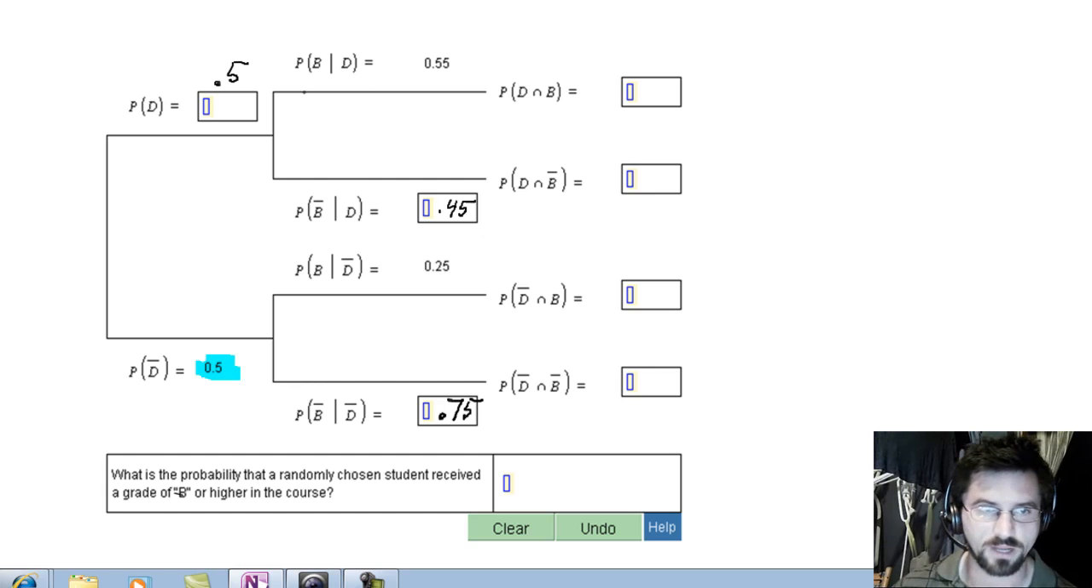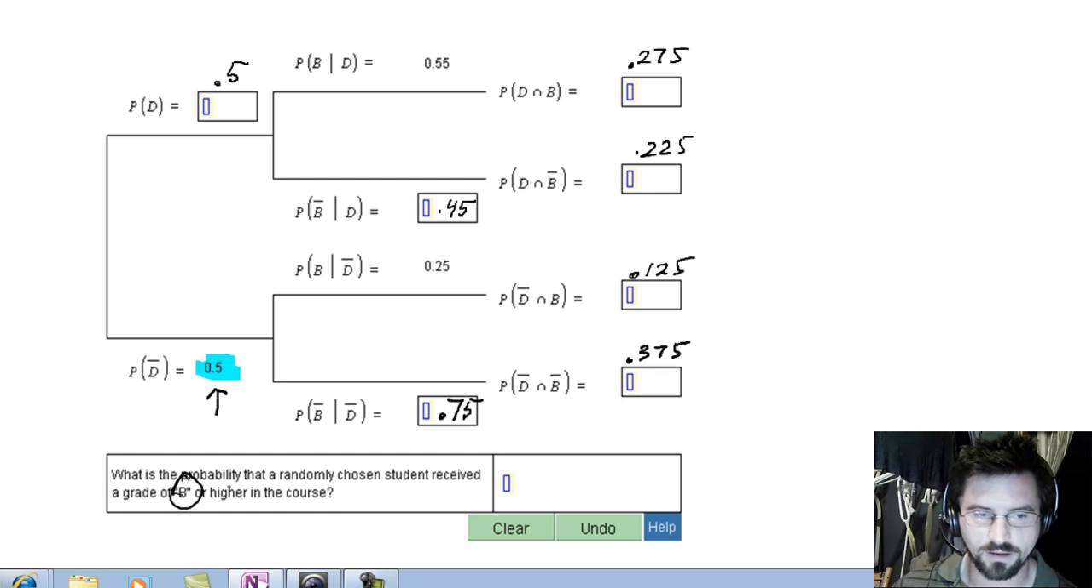Now we just have to multiply. So 1/2 of 0.55 is 0.275. 1/2 of 0.45 is 0.225, and if you do a check there, you can see that both of those add up to 0.5. Half of 0.25 is 0.125, and half of 0.75 is 0.375. It's so nice when this is a 1/2. It's easy to calculate.